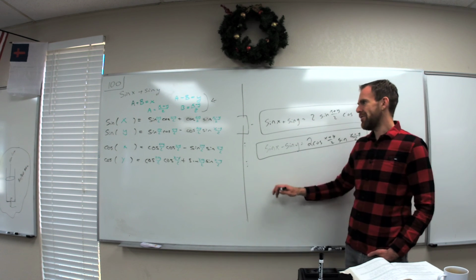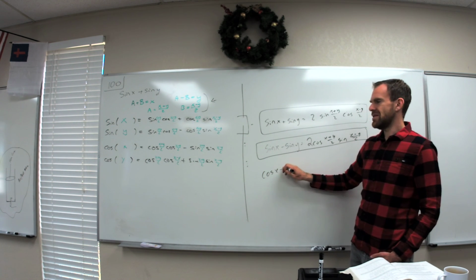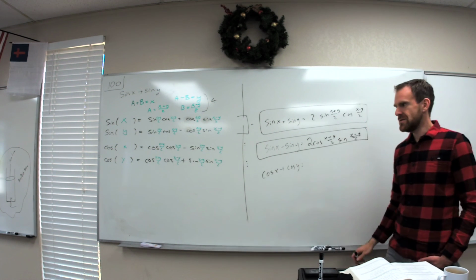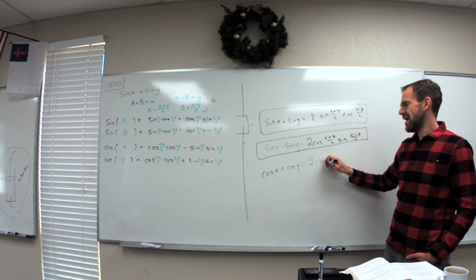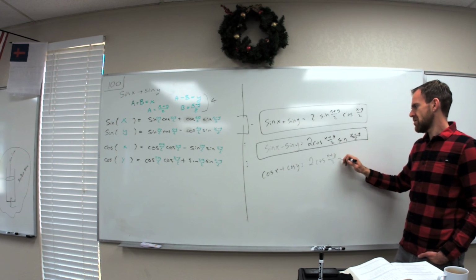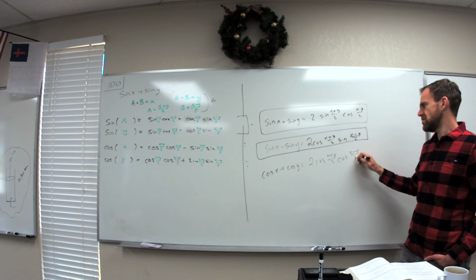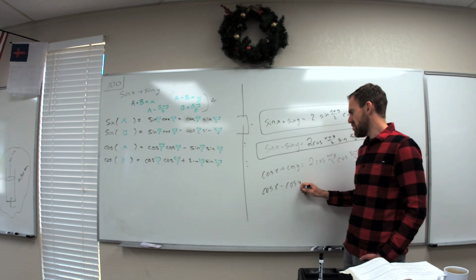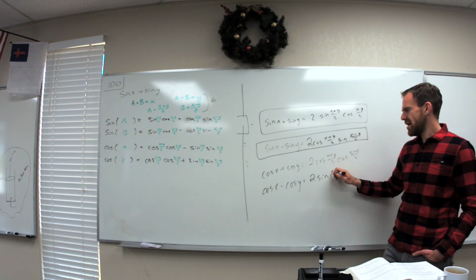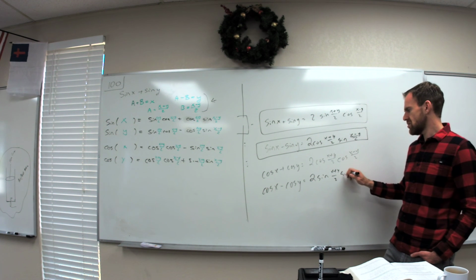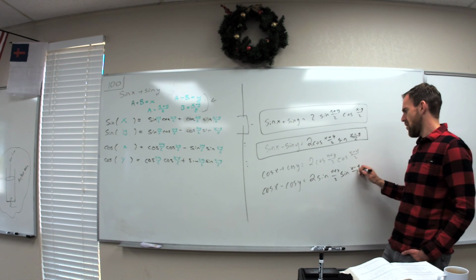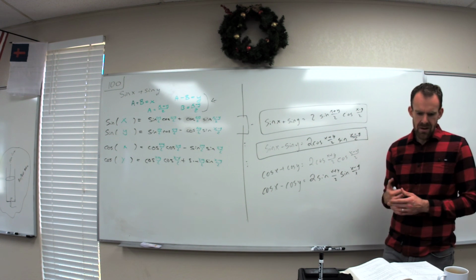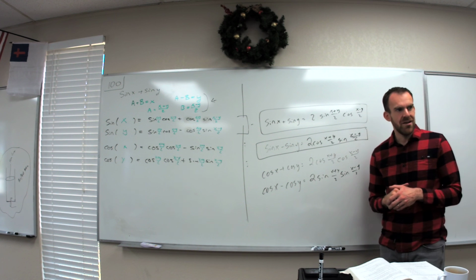No. Okay, how do I find cosine of x plus cosine of y? That's these two added together. So that looks like 2 cosine of x plus y over 2 cosine of x minus y over 2. And what's cosine of x minus cosine of y? It's negative 2 sine of x plus y over 2 sine of x minus y over 2. And that is lesson 100.